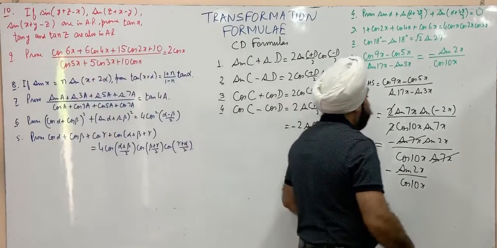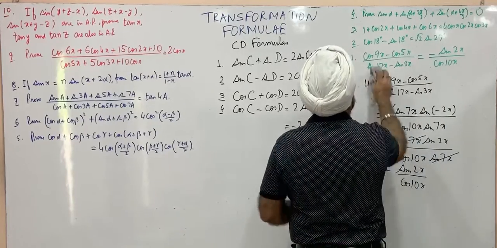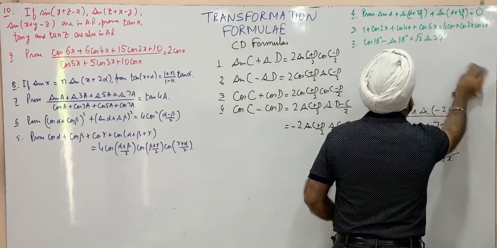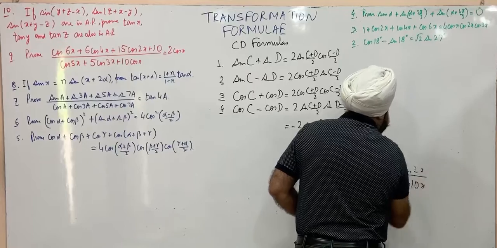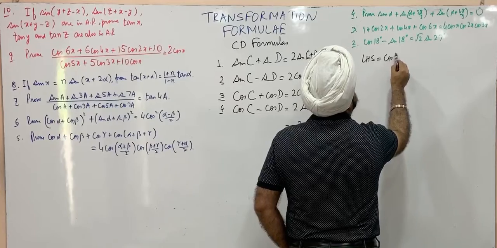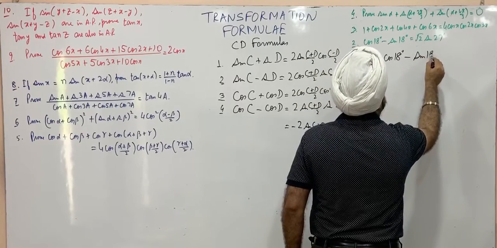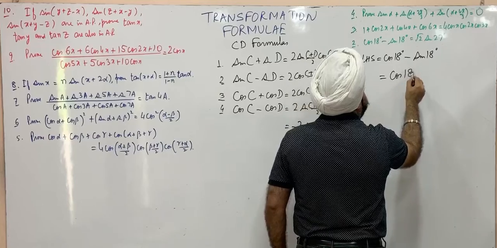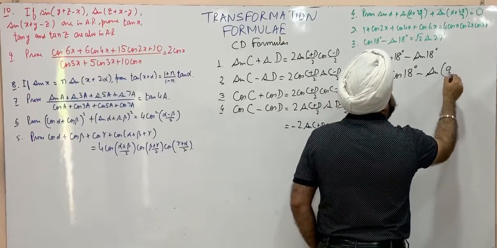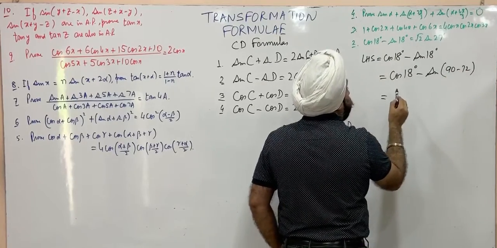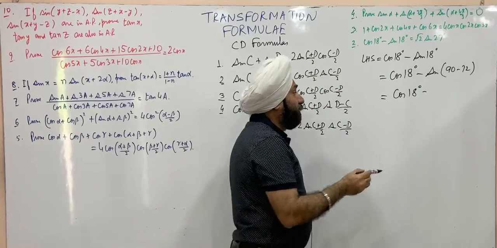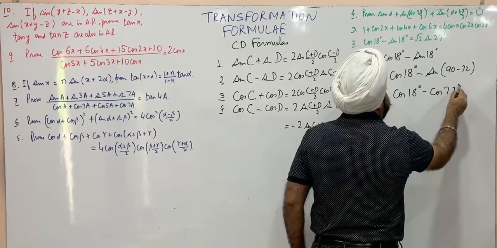The next one, we have to prove cos 18 minus sin 18 is root 2 into sin of 27 degrees. So we start from the left hand side. This is cos 18 minus sin of 18. Sin 18 can be written as cos of 90 minus 72. So this is cos of 18 minus, since sin of 90 minus theta is cos of theta, this is cos of 72.